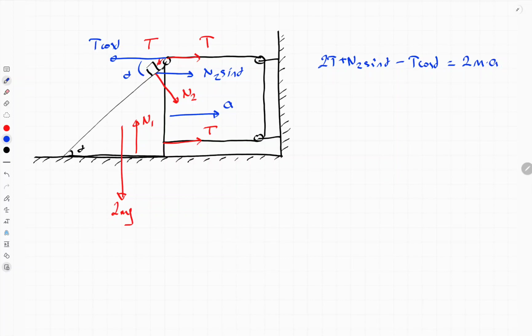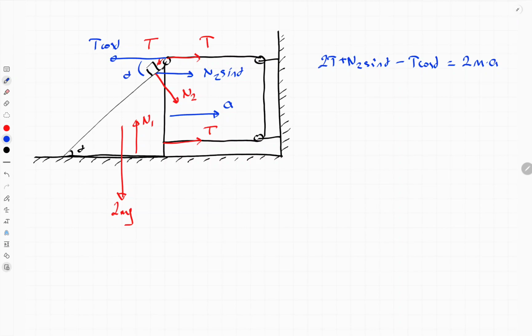So this is our first very important equation, which is coming from Newton's second law. Resultant force equals ma. This part is the resultant force in horizontal direction. This is ma. Of course, this equation is not enough. Here we have, I think, three unknowns: tension, N2, and acceleration. It means we need two more equations at least, maybe more equations.